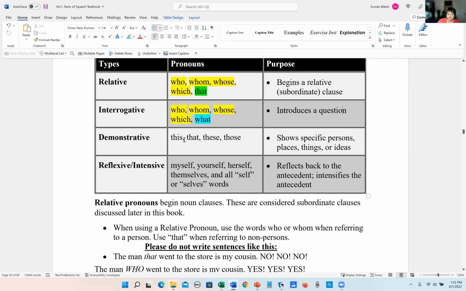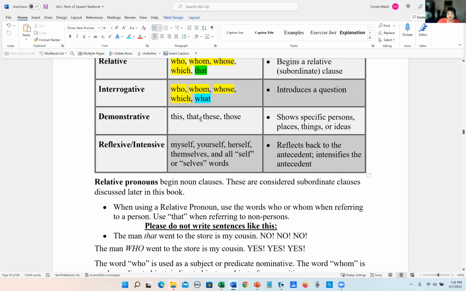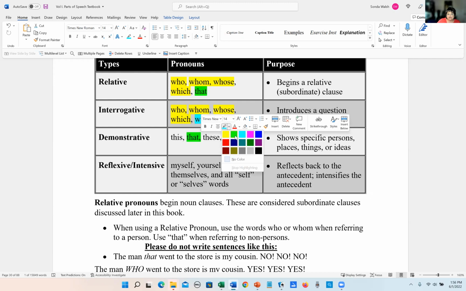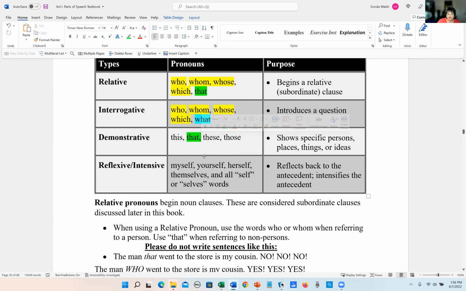All right, a demonstrative pronoun. I want us to look at this. So again, we have the word that, but it's used differently. That is the only one that's the same of those 2 lists, but there's only 4. And this is somewhat kind of like a possessive pronoun in that it shows ownership. So a demonstrative pronoun, they're this, that, these, and those. So it shows a specific person, place, thing, or idea.